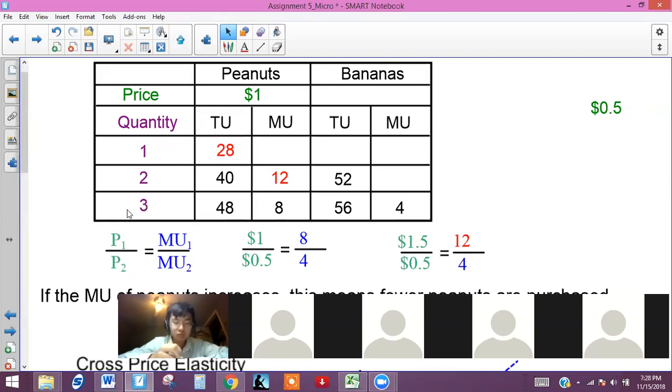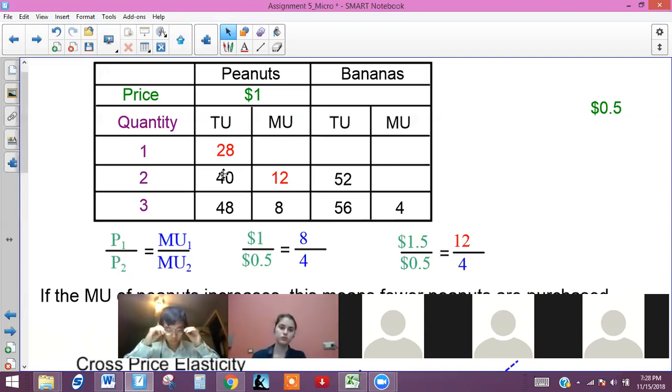So the third, or the last unit of each one took Sasha for peanuts from 40 to 48, and the last unit for bananas from 52 to 56. And that was given to us in the problem. Now, knowing that, I was able to compute the marginal utility for each one. 40 to 48 is a marginal utility of 8, and 52 to 56 is a marginal utility of 4. So that's the ratio, 8/4.